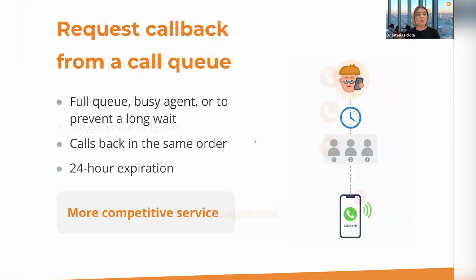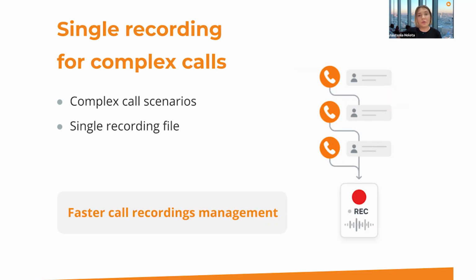Next, we will talk about an improvement for those of you who are using call recordings. In some complex call scenarios that involve more than 2 participants, for example, a call that comes into an auto attendant, then gets transferred to a hunt group and then to a specific agent, the system creates separate XDRs for each part of such calls. And previously, each part also got its own recording file. So as a result, one conversation may end up as multiple recordings.